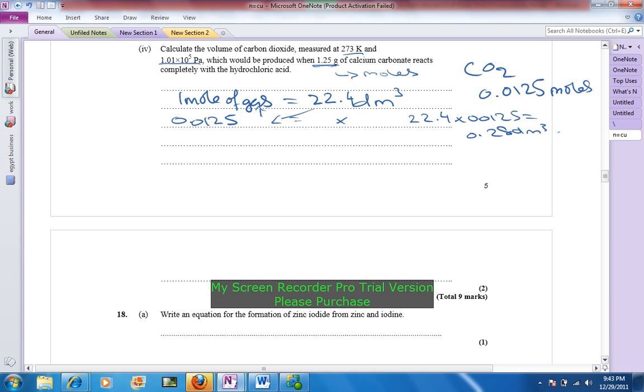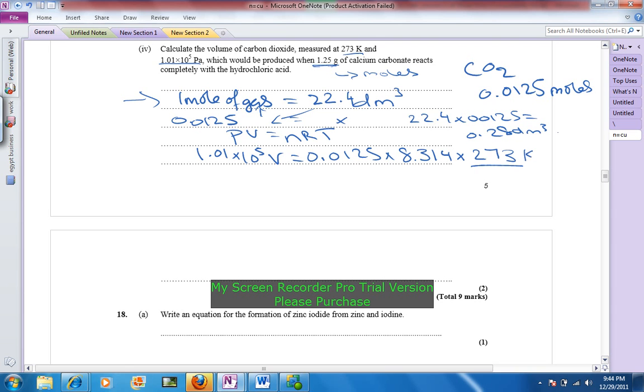So you can either do that, which is really simple and really fast, or if you want to make your life harder, some people like PV equals nRT. Honestly, some people forget the 22.4 law, which I've done a few times, and that was quite annoying because I had to do this long method. So you put in the pressure, which is 1.01 times 10 to the power 5, V equals n, which you already know is 0.0125, times R, which is 8.314, times temperature, which is always in Kelvin.